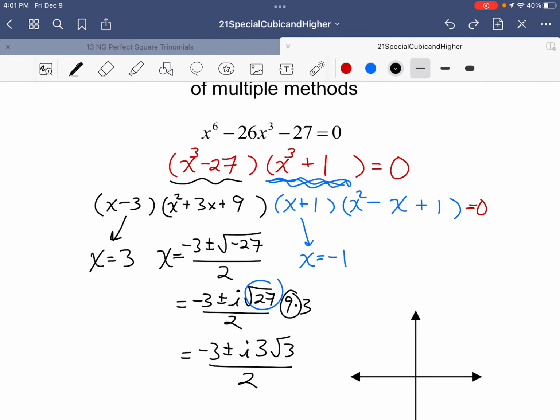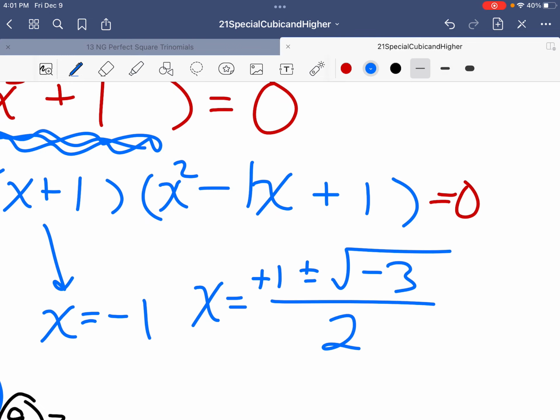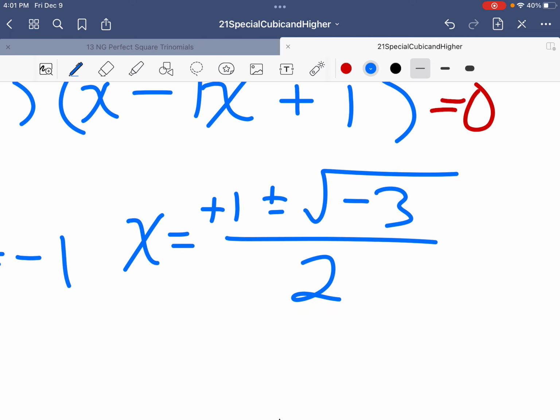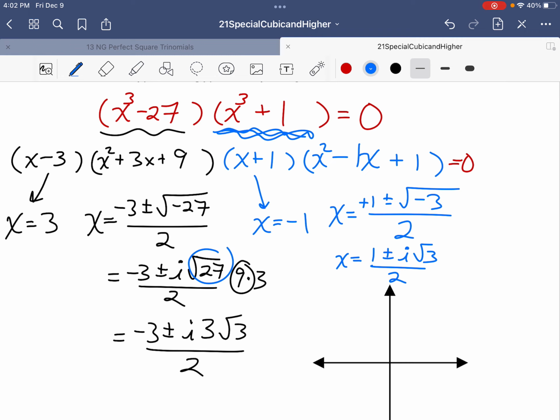Let's find the roots for x squared minus x plus 1. Guess what? Quadratic formula. Opposite of b. b is the number -1, so the opposite of b is plus 1, plus or minus the square root of b squared minus 4ac all over 2a. b squared minus 4ac is -3, so we end up with 1 plus or minus i root 3 over 2. Guess what? 2 more roots.